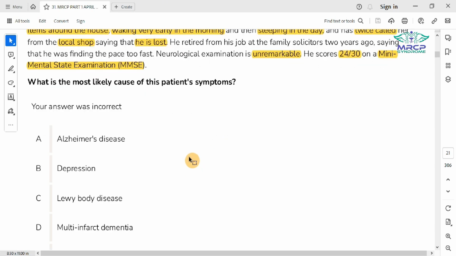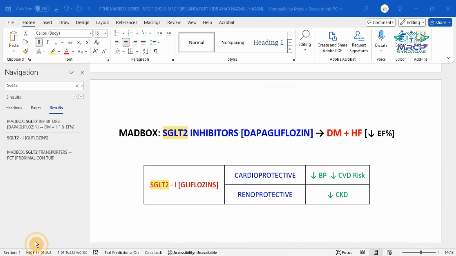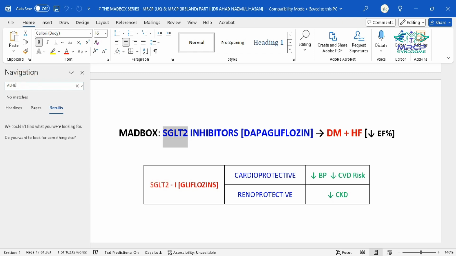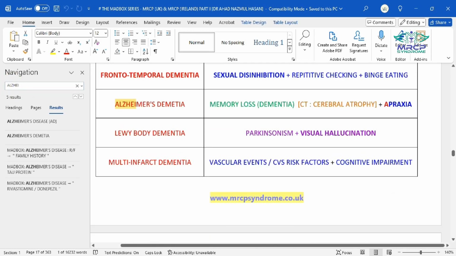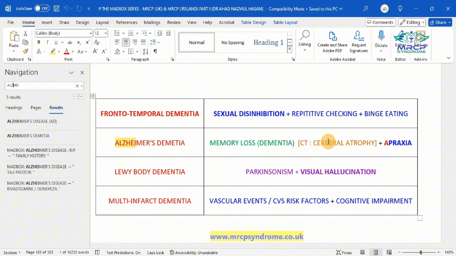How can we differentiate between the different types of dementia? What is the commonest cause of dementia? Alzheimer's disease. Yes, Alzheimer's disease is the commonest cause of dementia. This type of patient usually comes with gross memory loss, features of apraxia, and if you go for the CT scan, there will be features of cerebral atrophy.